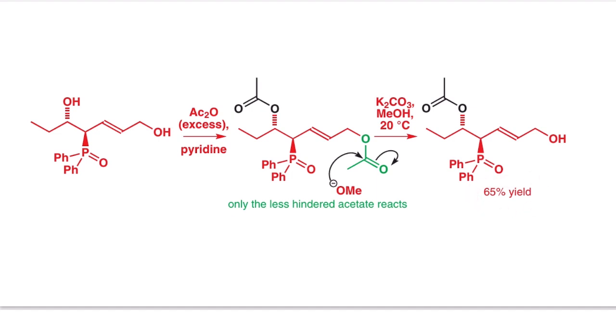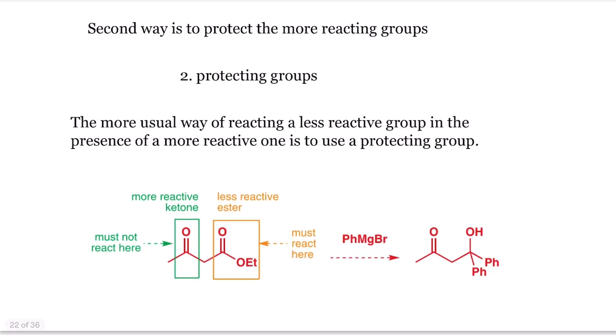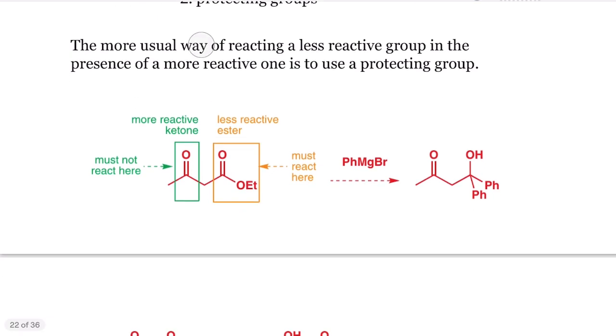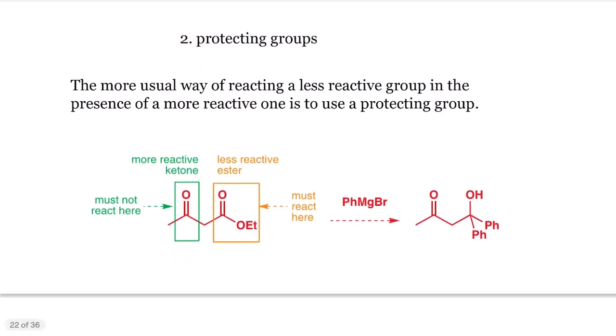So that is, we react both the hydroxy groups and then unreact the primary hydroxy group. So this is one way to do the reaction on the less reactive groups. And the second way is to protect the more reactive groups in the molecule. So how is that reacting? That is by the protecting groups. So let us look at an example.